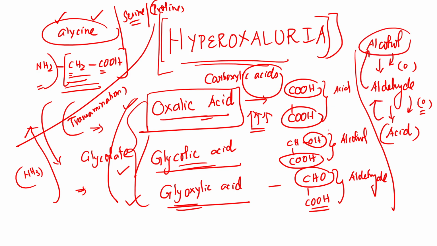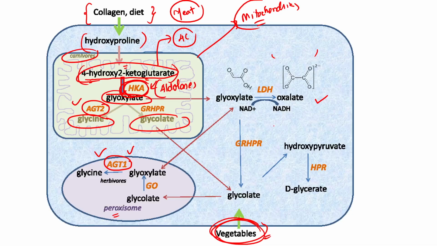Here, if I want to go from glycolic acid to oxalic acid, it is alcohol to acid, which will be oxidation. If I want to go from glycolic acid to glyoxylic acid, it is alcohol to aldehyde, that is also oxidation. But if you want to go from aldehyde to alcohol, that is reduction. Acid to alcohol, that is reduction. That is why we have oxidase enzymes becoming very important.